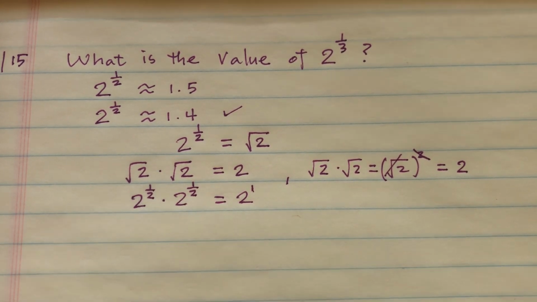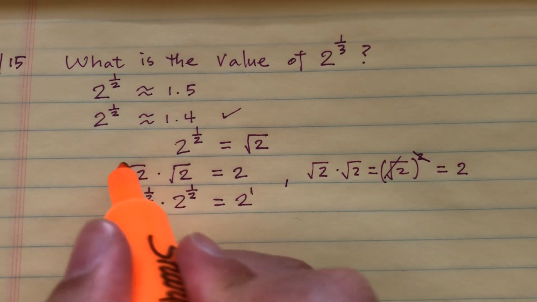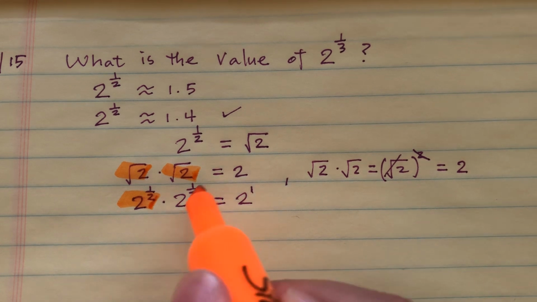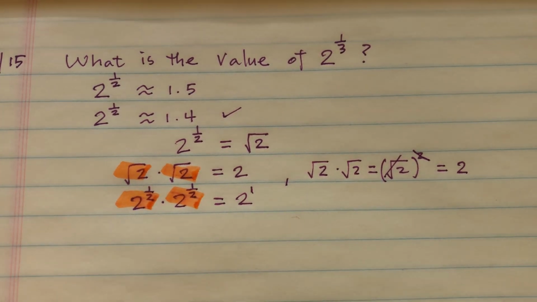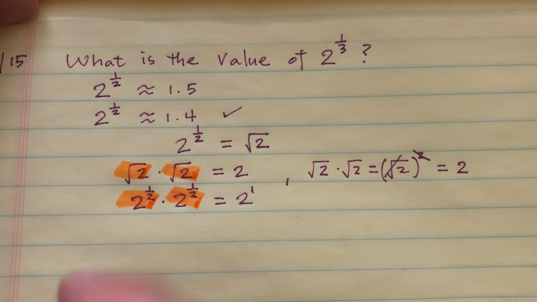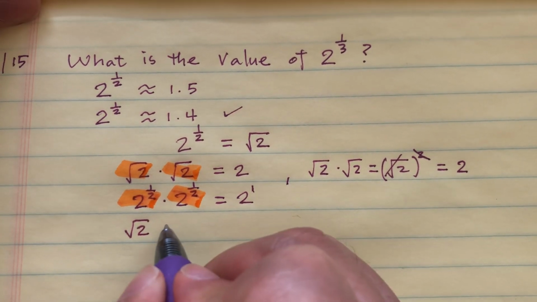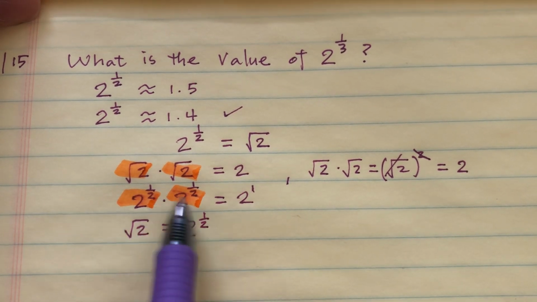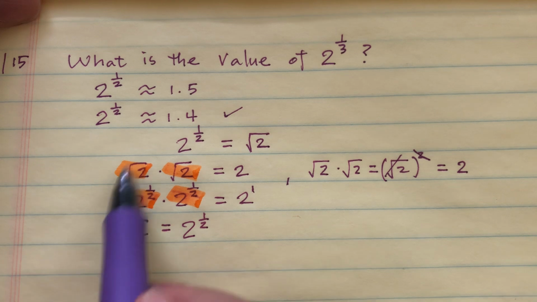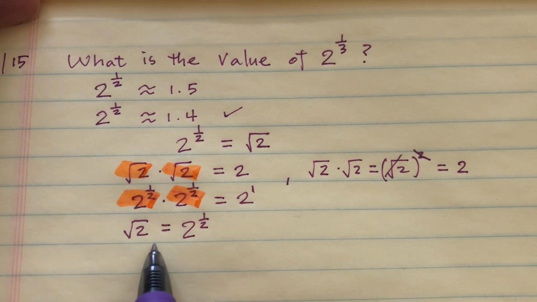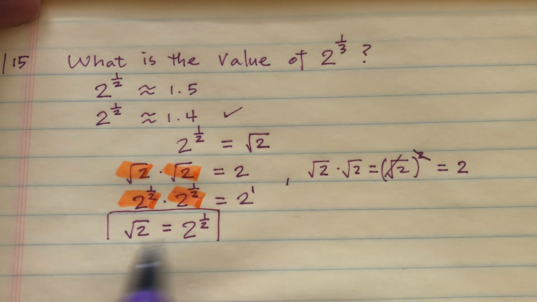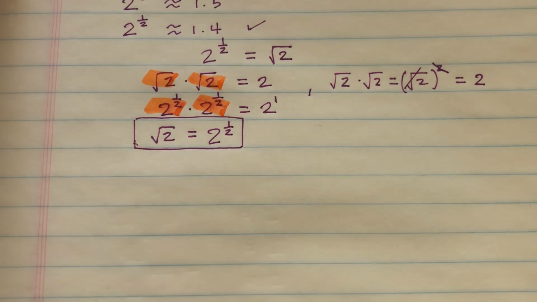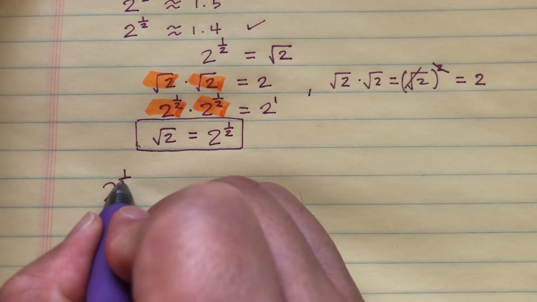So one number times another number is equal to 2, and another number times another number is equal to 2. If this is true, then we can conclude that square root 2 must be equal to 2 to the 1/2, because you multiply it twice and get the same result. So one of these and one of those should be the same thing. This is the conclusion we made, and this is the one thing you need to remember. With that, we can continue with 2 to the 1/3 power.